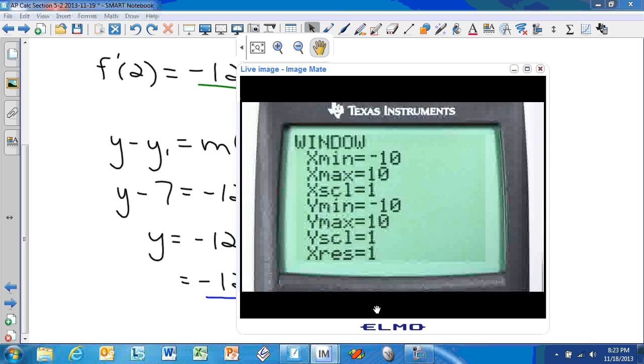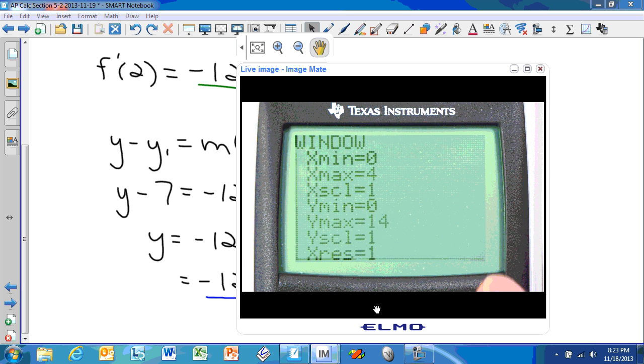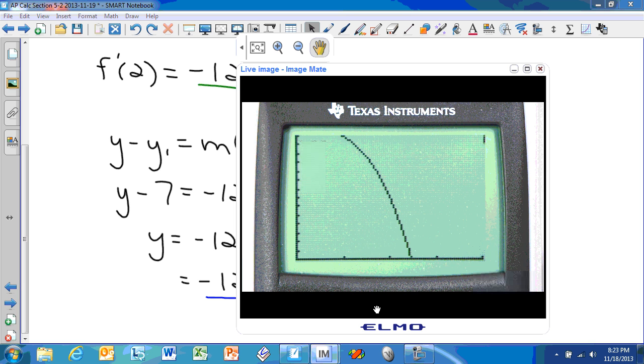And let's graph this in a window. I want to graph this where we're zooming in right on that point at x equals 2, y equals 7. So just for ease here, I'm going to go from 0 to 4, so 2 is in the center of my screen horizontally. And we'll go from 0 to 14 so that 7 is in the center of my screen vertically. And we might not get the best sketch of this cubic function, but we do have at least a little bit of a curve to it that we're seeing there.